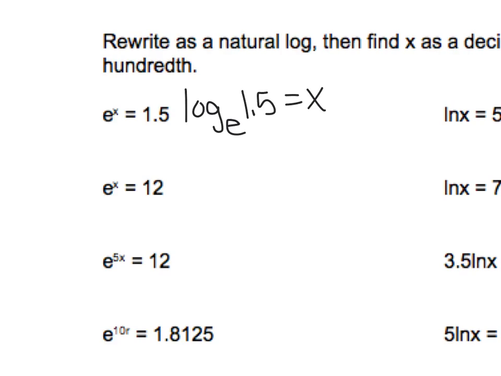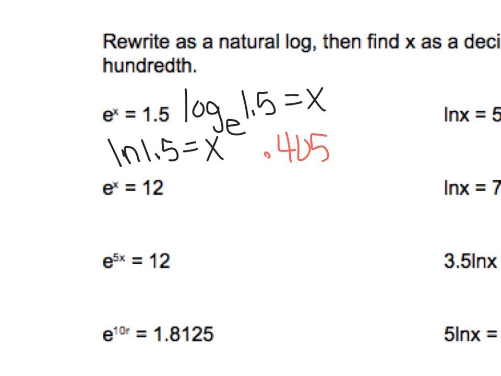Well, just a second ago, I said log base e is equivalent to natural log. So if we have log base e of 1.5, we don't want to write it with a log base e, we want to use natural log. So we'd use the natural log of 1.5 equals x. And if we put that into our calculator, it's approximately 0.405.